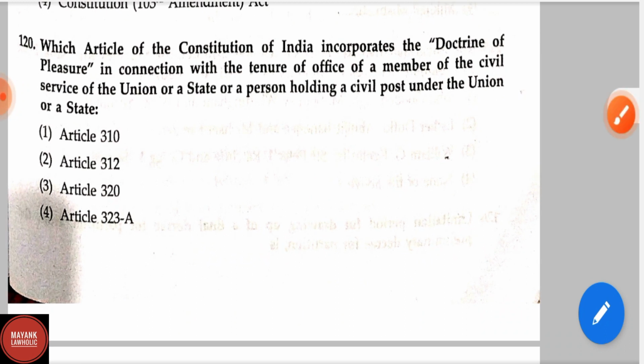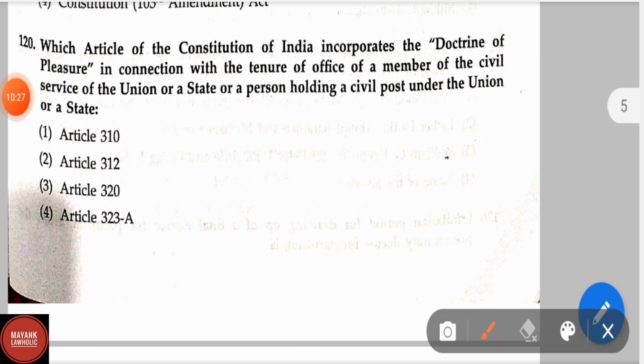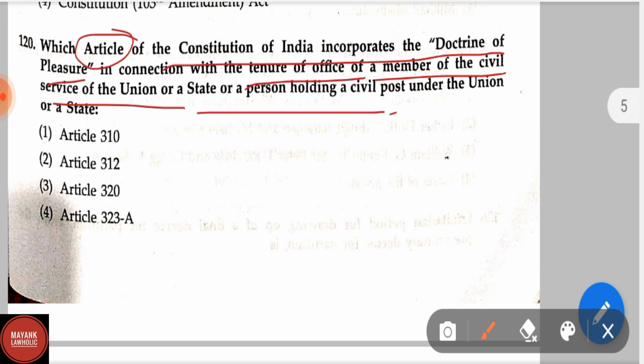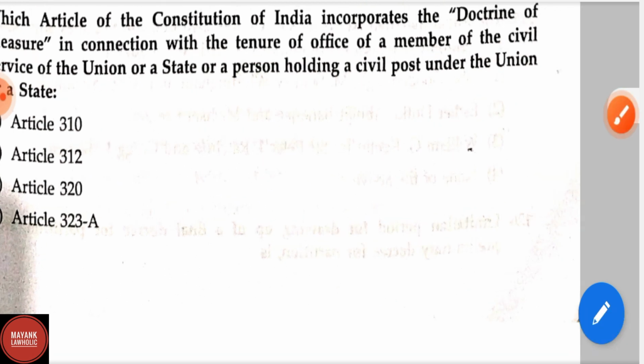Now let's see the question number 120. Which article of the Constitution of India incorporates the doctrine of pleasure in connection with the tenure of office of a member of the civil services of the Union or state or a person holding civil post under the Union or a state? Options are Article 310, Article 312, Article 320 and Article 323A. Here the correct answer is Article 310.